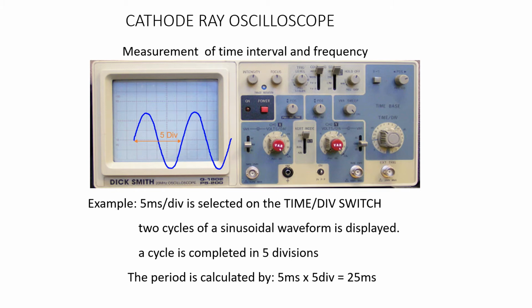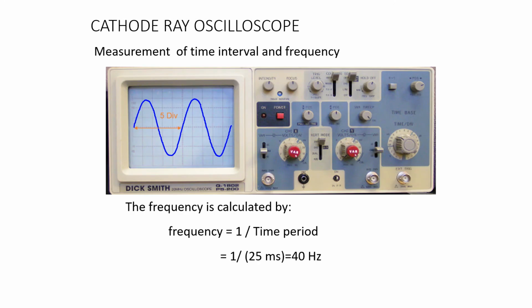That is 5 milliseconds into 5 divisions. It is nothing but 25 milliseconds. Once we know the time period, you can calculate the frequency, as we already know frequency is nothing but f equals 1 by time period. In our example, we calculated the time period to be 25 milliseconds. So, the frequency is 1 by 25 milliseconds. It is nothing but 40 hertz.